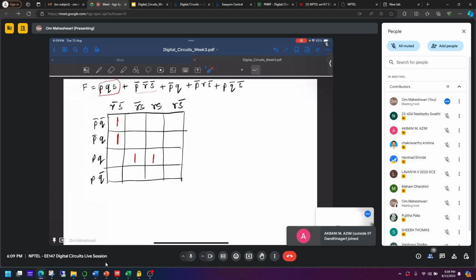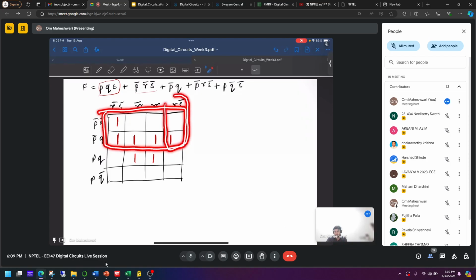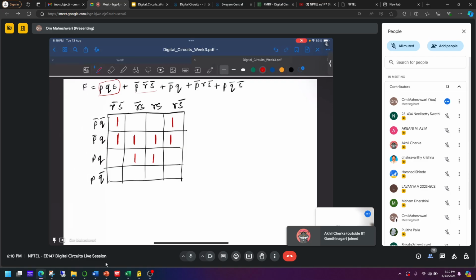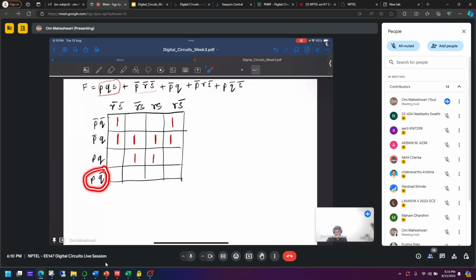Then we have p bar q. This is p bar, this is q. Simply this is p bar q. Whole of this will be 1. Then we have p bar r s bar. This is p bar, and r s bar is this. Both of these should be 1. Next you have p q bar s bar. P q bar is this, and s bar is this and this. So these two will be 1.